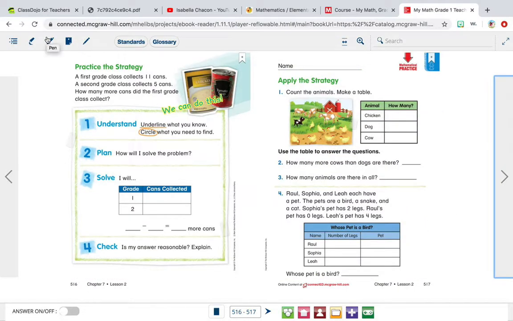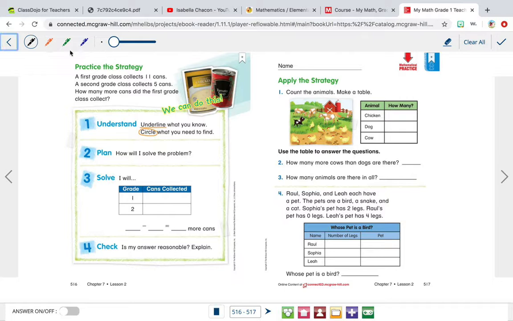Practice the strategy. A first grade class collects 11 cans. That sounds like something we know. So we know the first grade class collects 11 cans, so I'm going to underline it. A second grade class collects 5 cans. I'm going to underline it because it sounds like something we know. So we know that the first grade class collects 11 cans and the second grade class collects 5 cans.